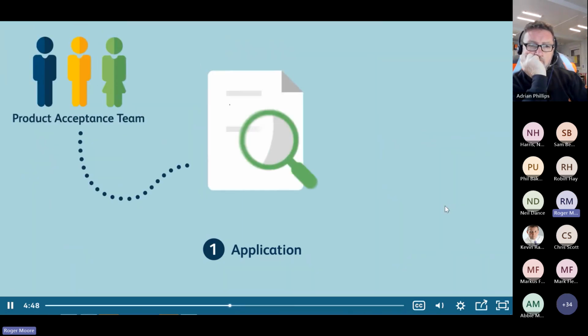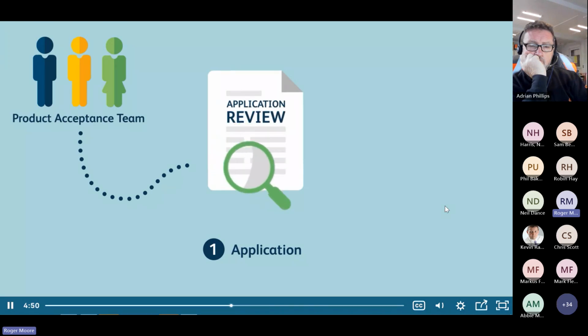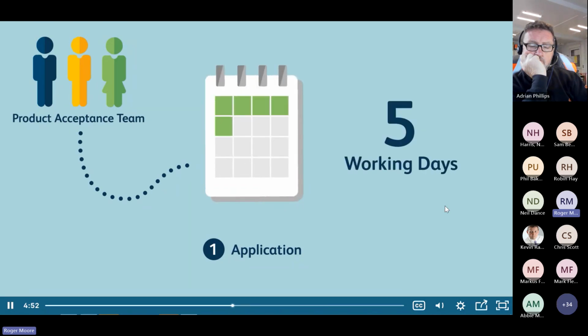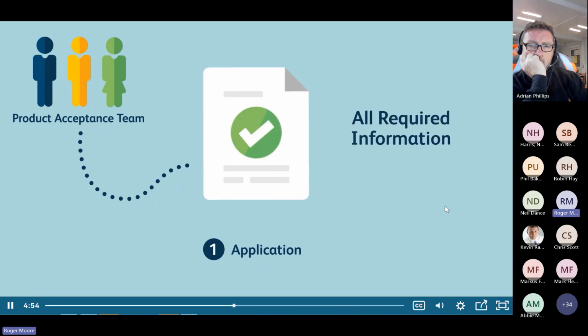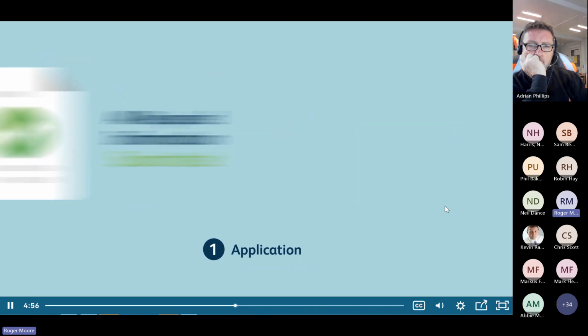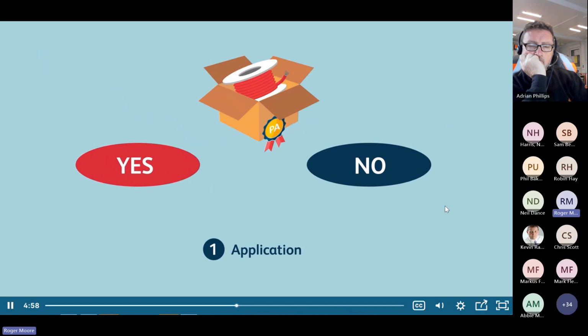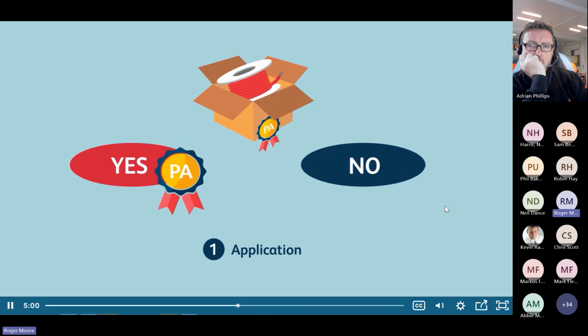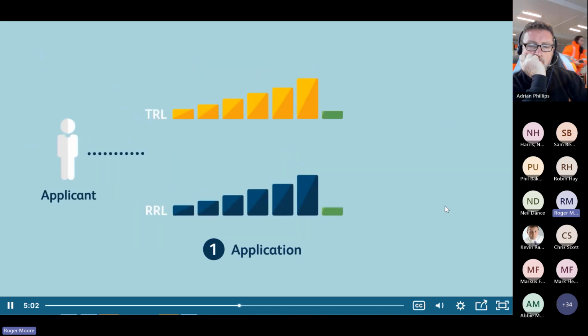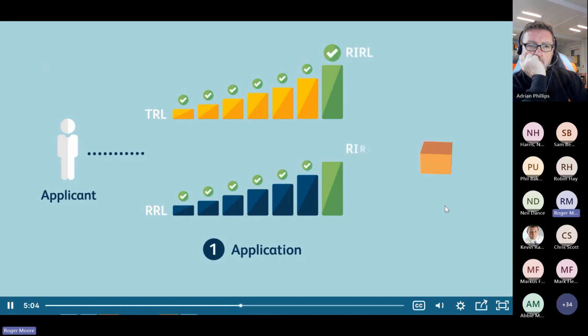The Product Acceptance Team will review the initial application within 5 working days to make sure that all the required information has been submitted, confirm whether product acceptance is required, and seek clarification from the applicant that the product has completed the required TRL and RRL.